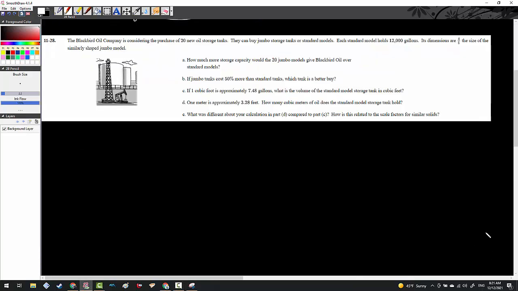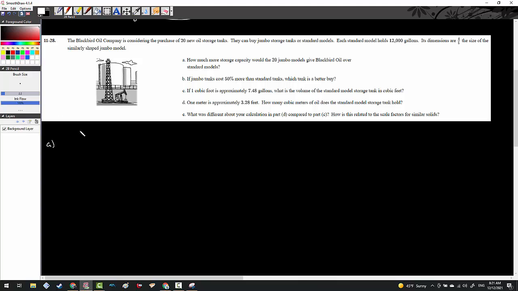In problem 11-28, it talks about the Blackbird Oil Company considering the purchase of 20 new oil tanks, and they can buy the jumbo or standard model storage tank. Each standard model holds 12,000 gallons. The dimensions are 4/5 the size of a similarly shaped jumbo model, and we have to figure out how much storage capacity 20 jumbo models give over the standard model.